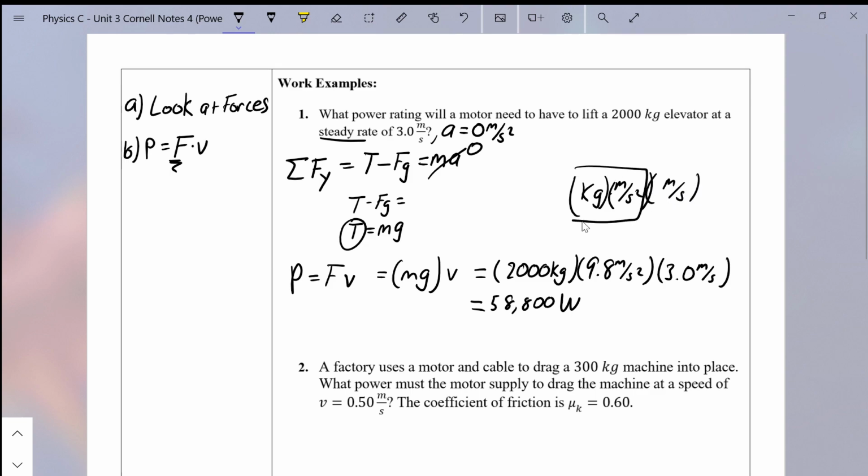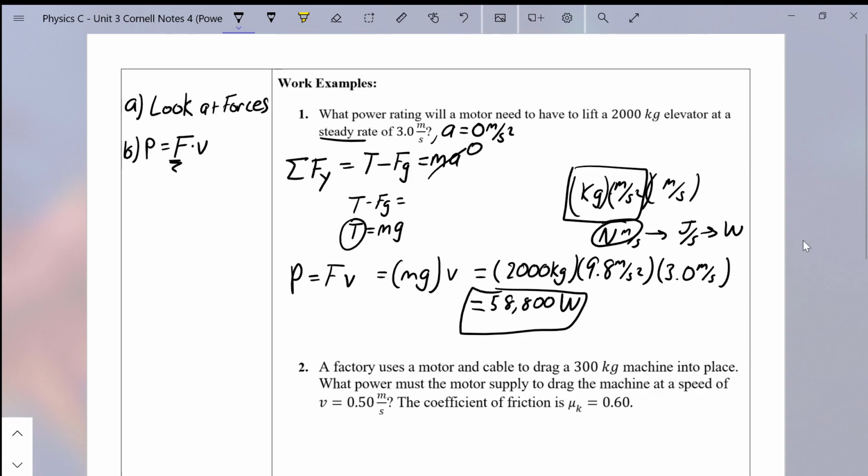And these two, kilograms meters per second squared, is a Newton. So we have a Newton times meters over second. Newtons times meters is a joule. And we know that a joule per second is a watt. And so our units work out great. And our answer is 58,800 watts.